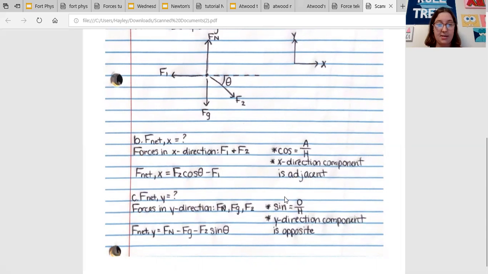I used sine because if you remember, sine is opposite over hypotenuse. And if you look at this angle, the opposite component of the force is what would be in the y direction. So that is how I got F net in the y direction equals normal force minus force of gravity minus F2 times sine theta.